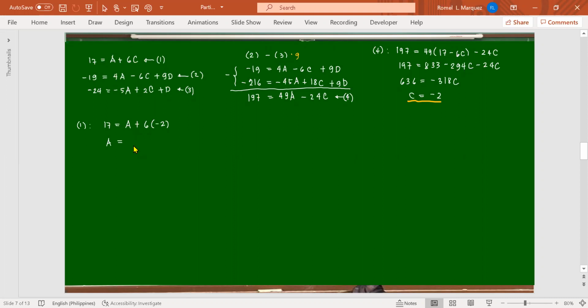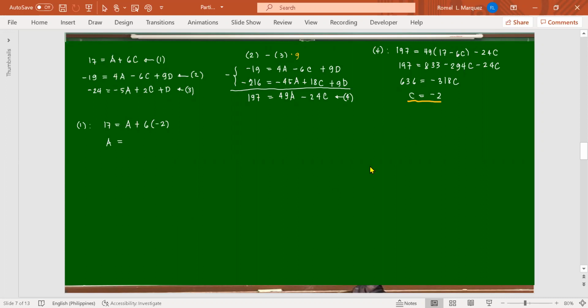Guys? Or not? 17. Okay. So what is A? Oh, guys, what is A? So 197 as a check plus 24 times C. C is 2. And then divided by 49. So A is what? A is 5. A is 5. C is, what is my C?